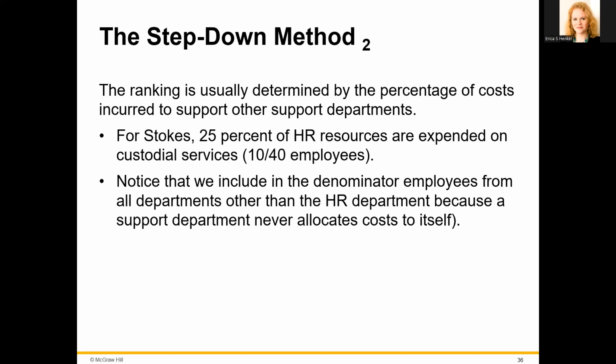Now, here we've got a company, Stokes, and 25% of their HR resources are expended on their custodial services because they allocate based on employees. 10 of the employees in the company are custodial services workers. And so when they calculate out the percentage to assign, the denominator, this bottom number, is all of the employees other than the HR department. Okay. Because you aren't going to allocate costs to yourself.